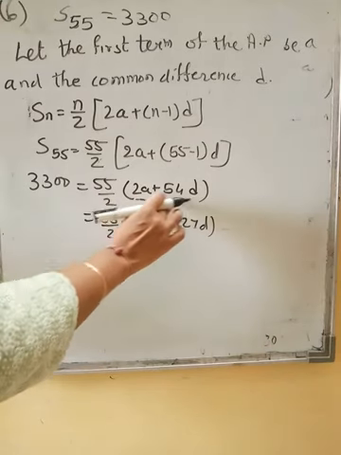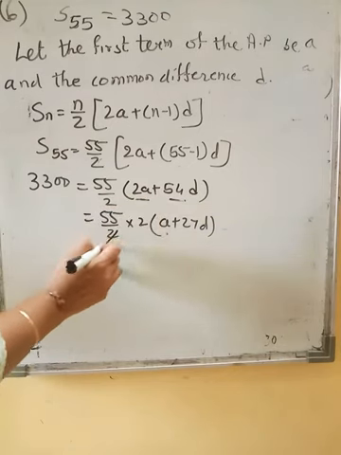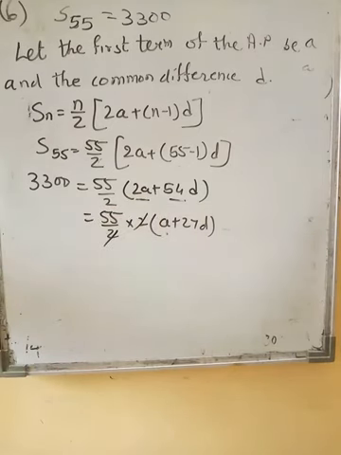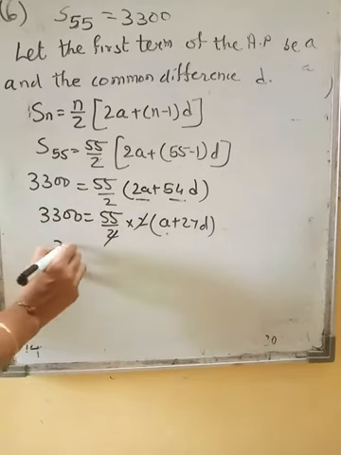See from here, as both are even numbers, I can take 2 common. Why have I taken 2 common? I can cancel it and it will go away, so the sums, the things will become easy. So for me, what will be the next part?